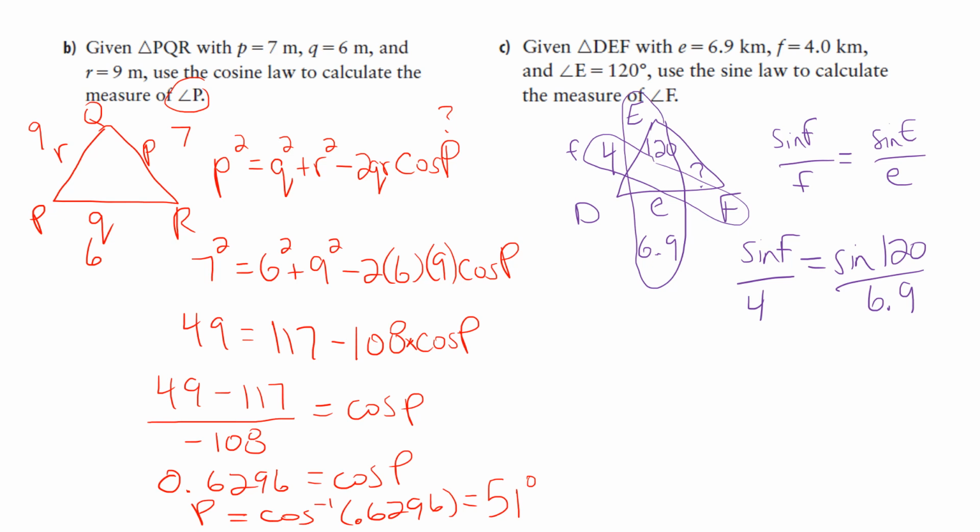And then to solve, we have to do the opposites. So we're going to multiply the 4 to the other side. Just watch your brackets when you're typing this into the calculator. And then we're going to divide it by 6.9. And you're going to get a weird decimal, and that's okay. So 4 times sine of 120, and then divided by 6.9. Gets us 0.5020.